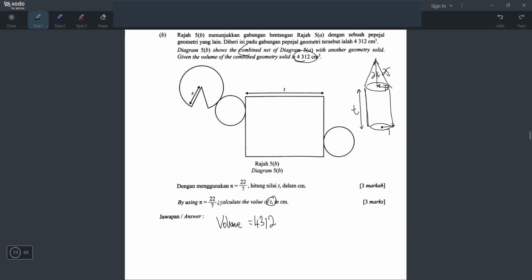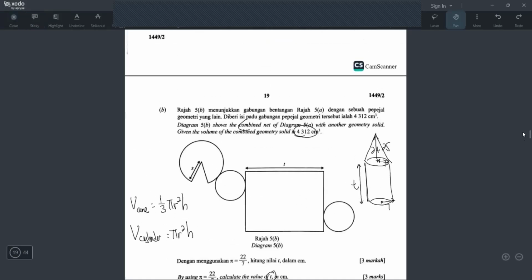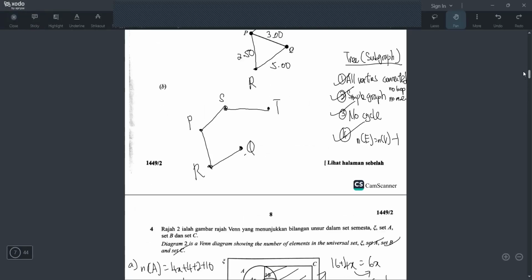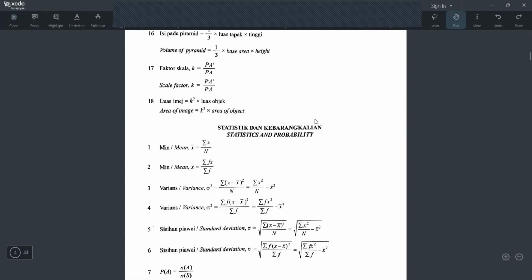Let's use the volume information to find it. What is the formula for the volume of a cone? It is 1/3 pi r squared h. And for the volume of a cylinder, the formula is pi r squared h. This is the formula you need to memorize, and I believe it is given in the exam. Let me show you. Yes, volume of cone and volume of cylinder, given in the exam.